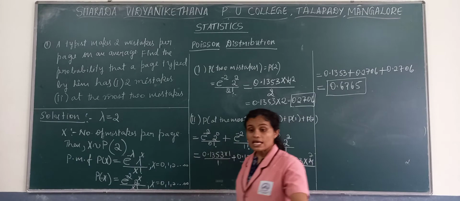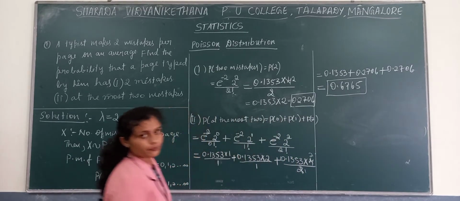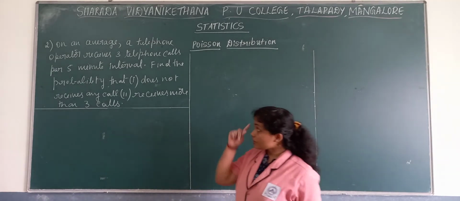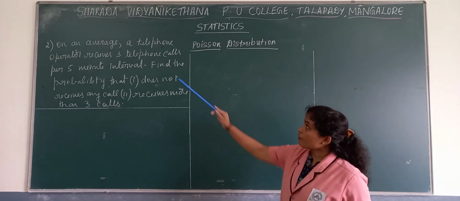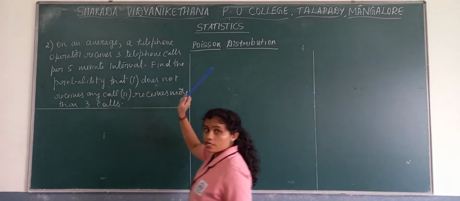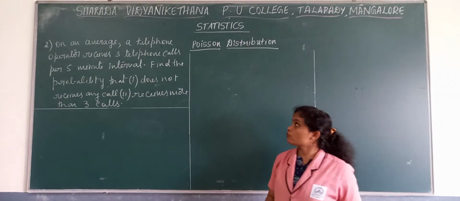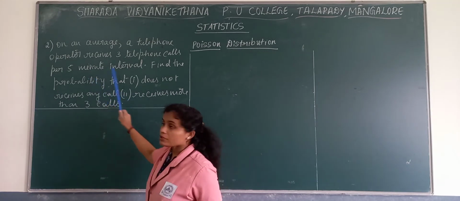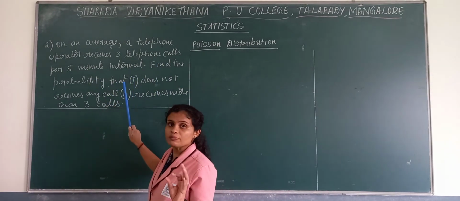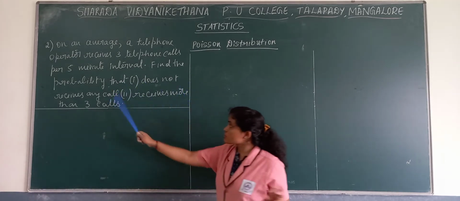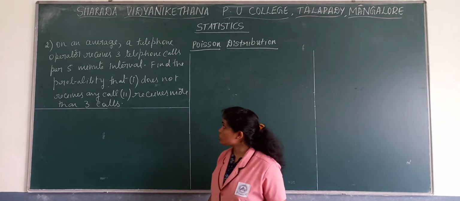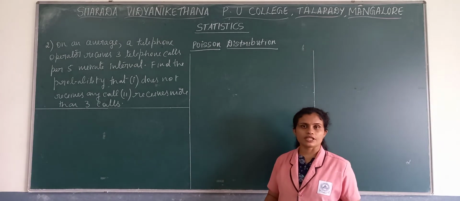Now we will move toward the second problem. Read the problem there. On an average, a telephone operator receives 3 telephone calls per 5-minute interval. Find the probability that in that 5-minute interval he does not receive any call. First question, he does not receive any call. Second question, he receives more than 3 calls.